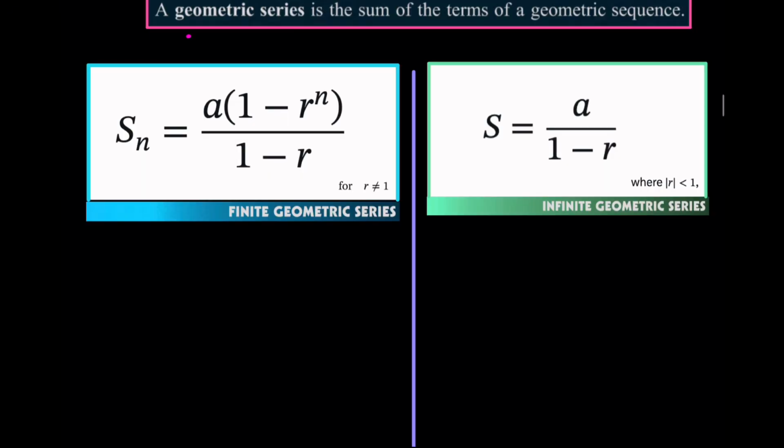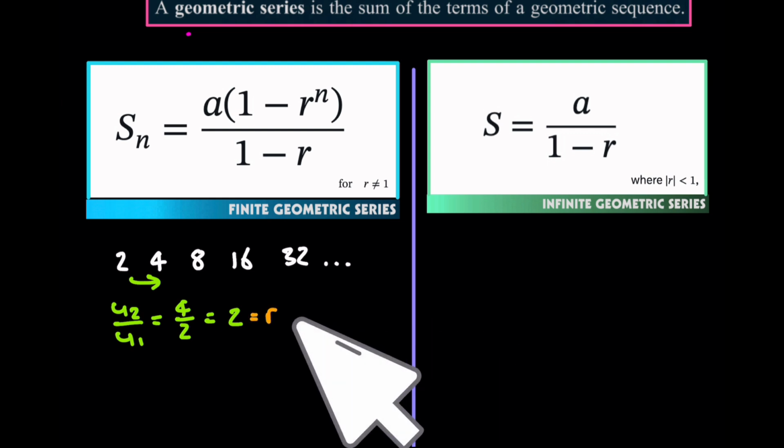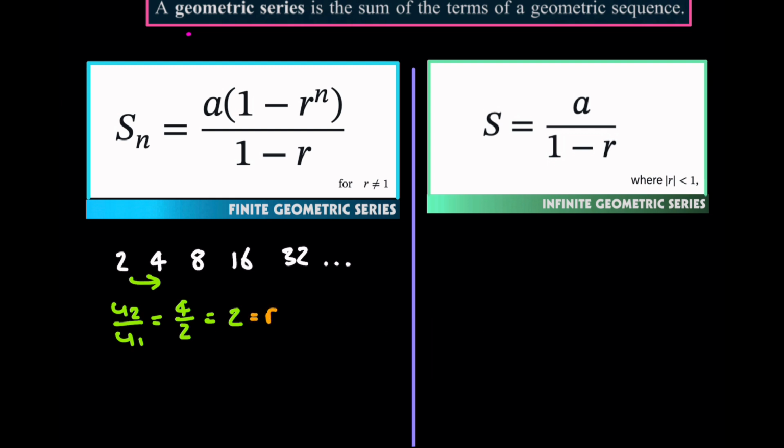Okay, so just expanding a little bit more on those two formulae, let's just consider we had a sequence that went 2, 4, 8, 16, 32, and we can see here that the common ratio between the terms is 2. We can do that by taking one term and dividing it by the previous term, and we see that we get 4 divided by 2, which is 2, and that is what we call our R value. Okay, and we can see that the first term of the sequence is in fact 2.